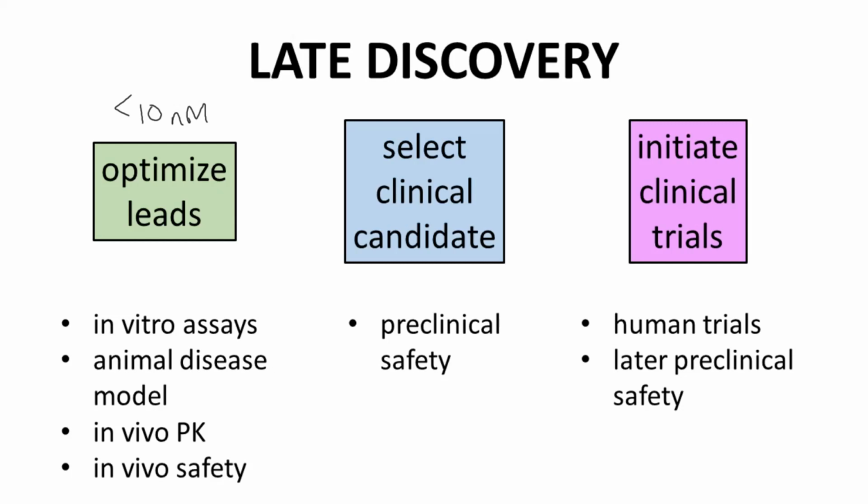Any compound that has suitable potency and PK properties and gives satisfactory results in standardized preclinical safety studies will be selected as a clinical candidate. With regulatory permission, the compound will be studied in humans with continuing safety studies in animals.